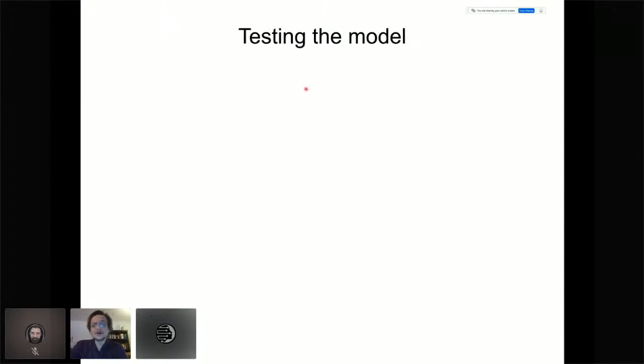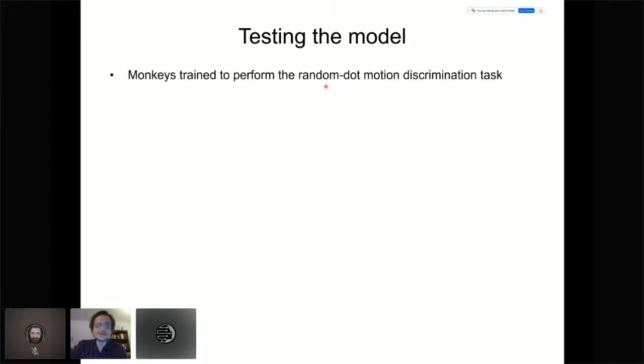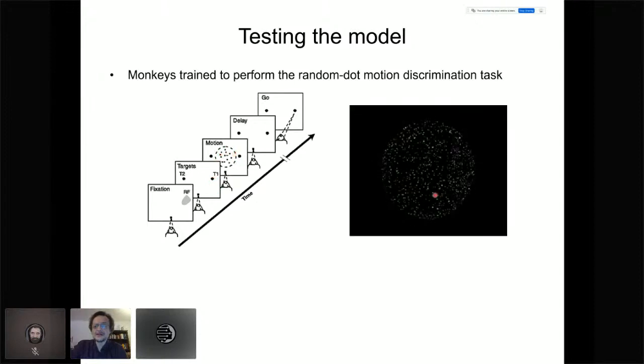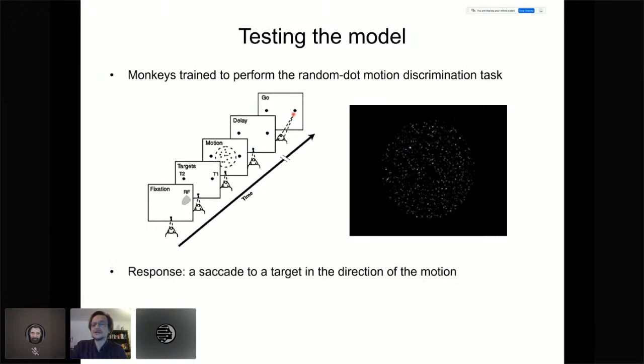Now, testing the model can be done in many ways, like the task that I showed you, for example. But one that I'm going to describe is based on the work of Michael Shadlen, where monkeys are trained to perform a random dot motion discrimination task. The idea here is the monkeys have to make a decision that they report with a saccade. So they start fixating here. They have two targets for responding. And then they're shown this motion stimulus. And it looks a little bit like this. It's a very noisy stimulus with a bunch of dots moving. But some small percentage of these dots is moving to the right or to the left. In this case, it's actually to the right. But it's a small percentage. It's a hard task. And then the monkey reports his decision with a saccade.